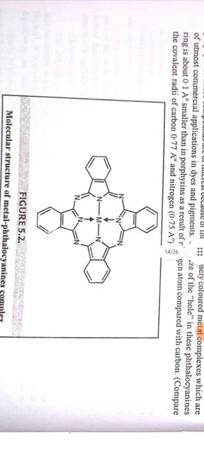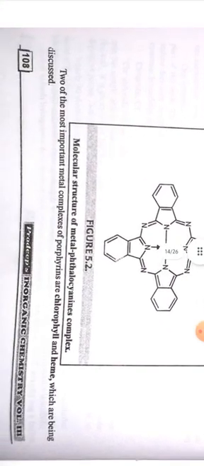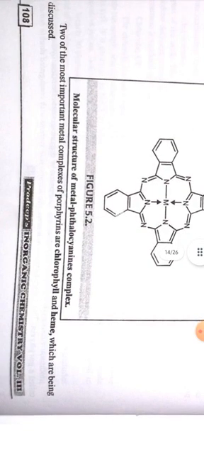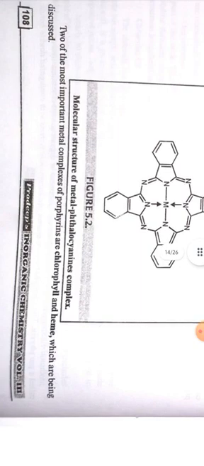The size of the hole in the phthalocyanin ring is about 0.1 angstrom smaller than in the porphine ring, as a result of nitrogen atoms compared with carbon. Compare covalent radii: carbon is 0.77 angstrom and nitrogen is 0.75 angstrom. Molecular structure of a metal phthalocyanin complex. The two most important metal complexes of porphines are chlorophyll and heme, which are discussed.